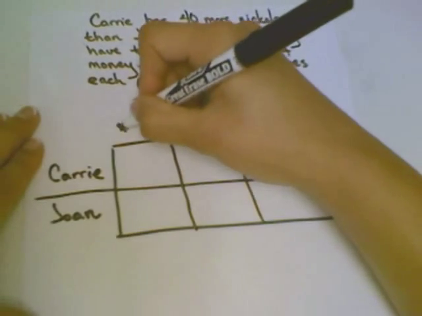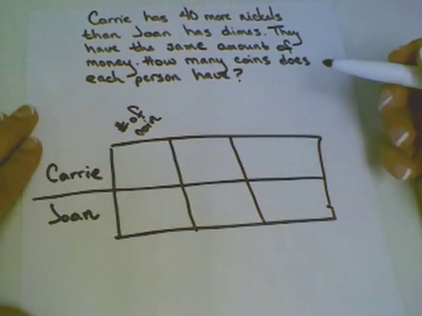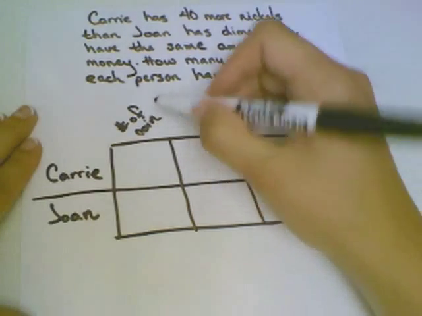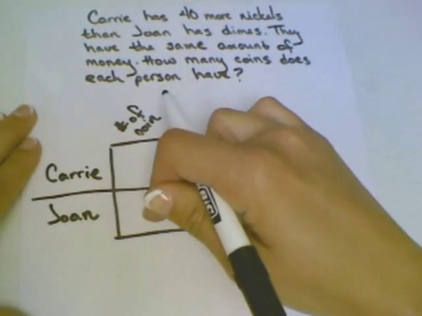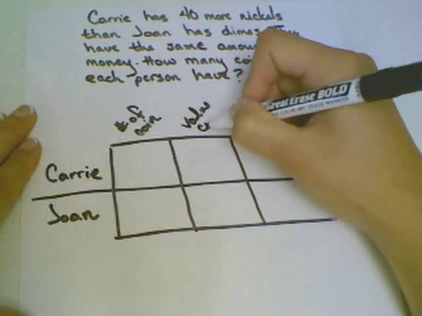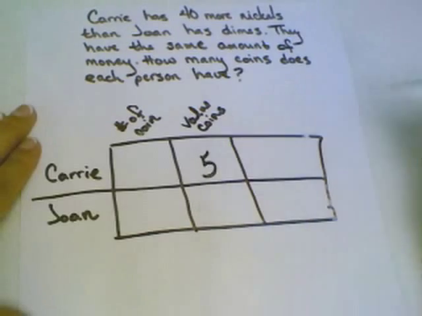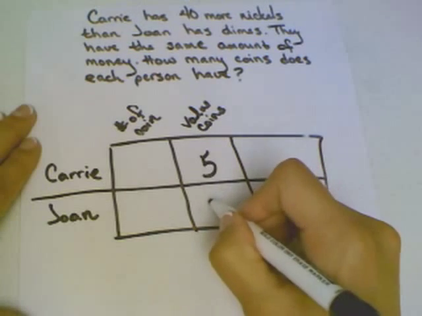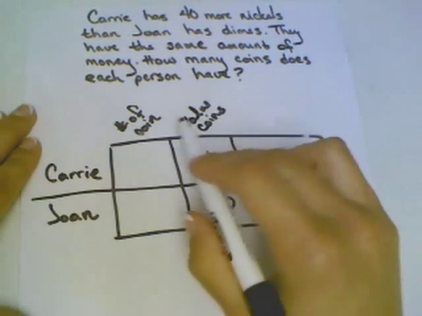Well, I know that they have a certain number of coins. And I don't know exactly what that number is. That's what the problem is trying to get us to answer. But I know some things about this. Like I know this is 40 more than this. I also know the value of those coins because we know that Carrie has nickels. Well, I guess we could fill that in. Carrie's value is 5 cents and Joan has dimes, and those are worth 10 cents.